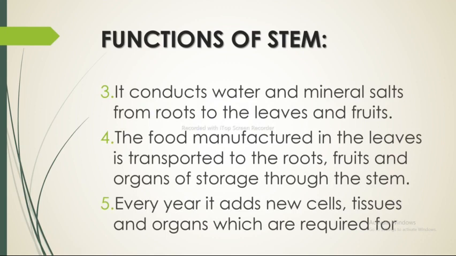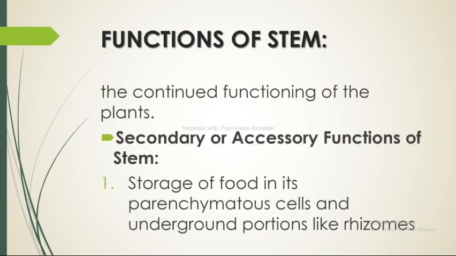Fourth, the food manufactured in the leaves is transported to the roots, fruits and organs of storage through the stem. Fifth, every year it adds the new cells, tissues and organs which are required for the continued functioning of the plants. So second I am going to discuss about the secondary or accessory functions of the stem.